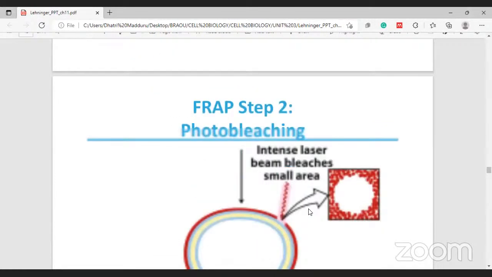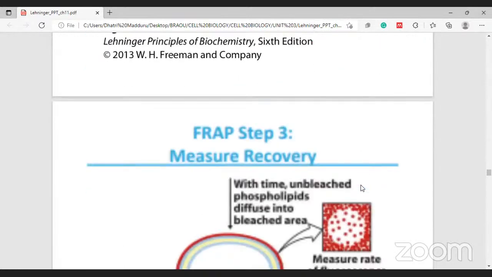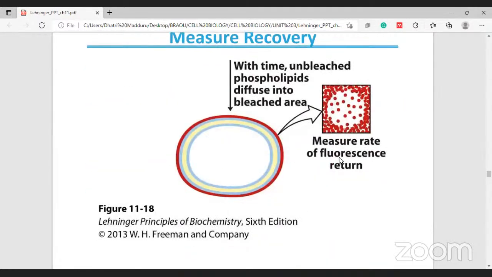So the same thing, how it looks in the larger region. Step 2, and here again it is recovered.